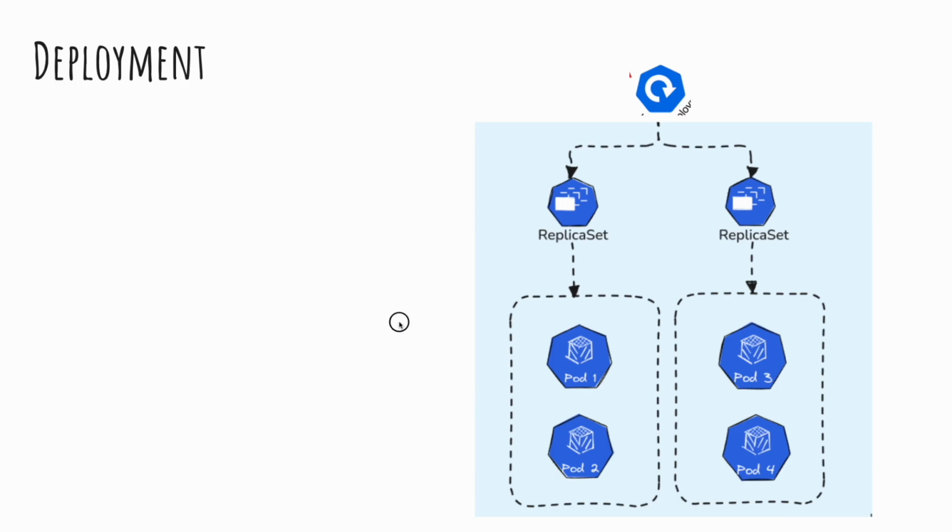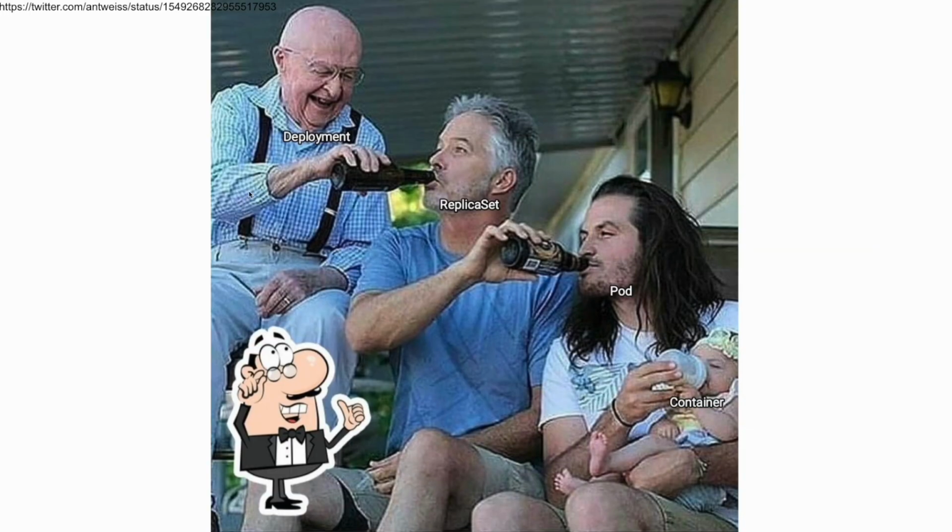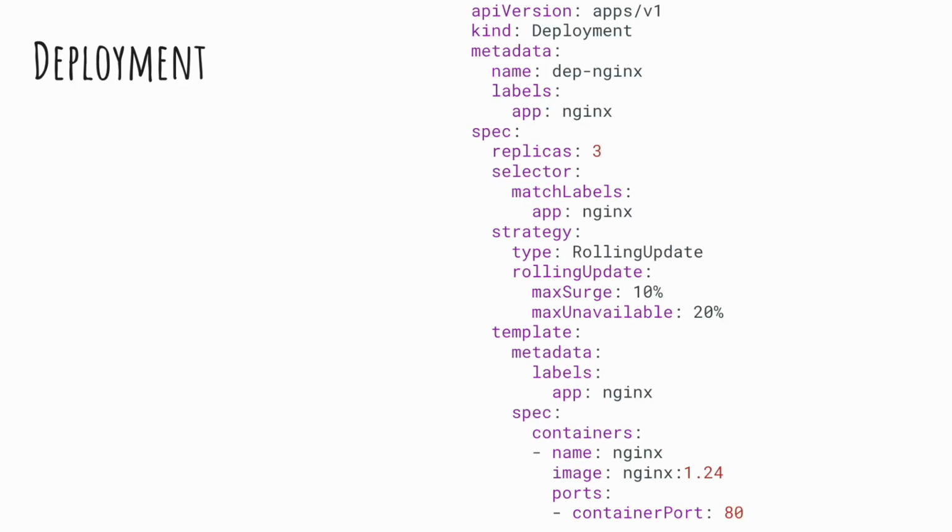Consider this image as a deployment: a deployment contains a replica set, inside the replica set there will be a number of pods, and inside each pod there will be a number of containers. This is the way the deployment hierarchy is structured.